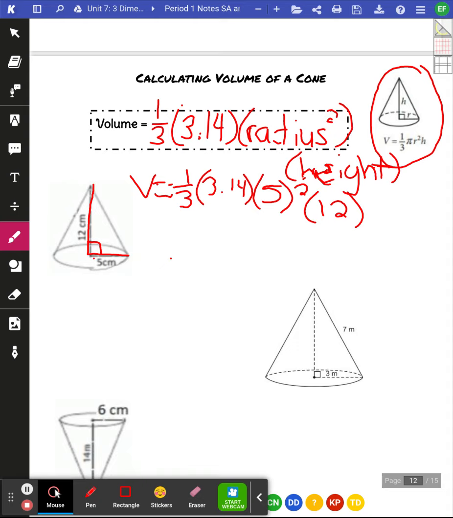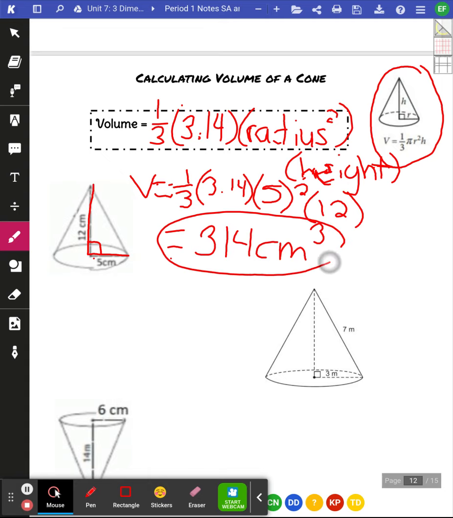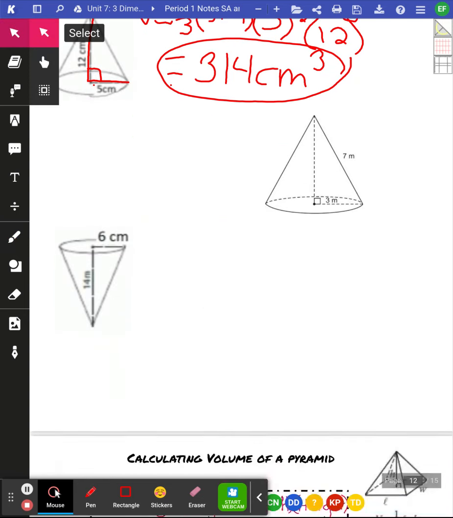So let's plug that in. So 3.14, 25, 12, and then I want 1/3 of that. So that's going to come out to be 314 centimeters cubed. Like always, when we're talking about volume, that's going to be measured in cubic units. So we need to make sure that we have the appropriate unit in our answer. Let's go down next to our second example.